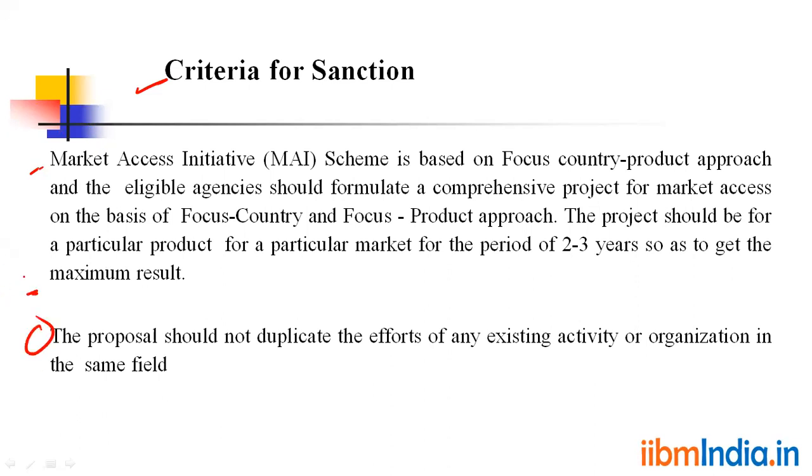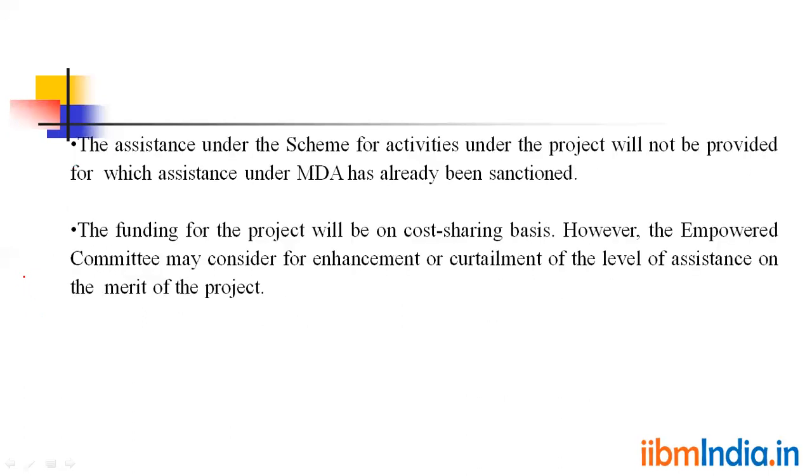Clear? So the Market Access Initiative scheme is based on the focus country product approach, and the eligible agencies have to formulate a comprehensive project for market access on the basis of focus country and focus product approach. The project should be for a particular product, for a particular market, for a period of 2 to 3 years, so as to get the maximum result. Because in a very short time, 3 to 6 months, you will not get a very good result. That is the only reason they are financing for at least 2 to 3 years. The proposal should not duplicate the effort of any existing activities or organizations in the same field.